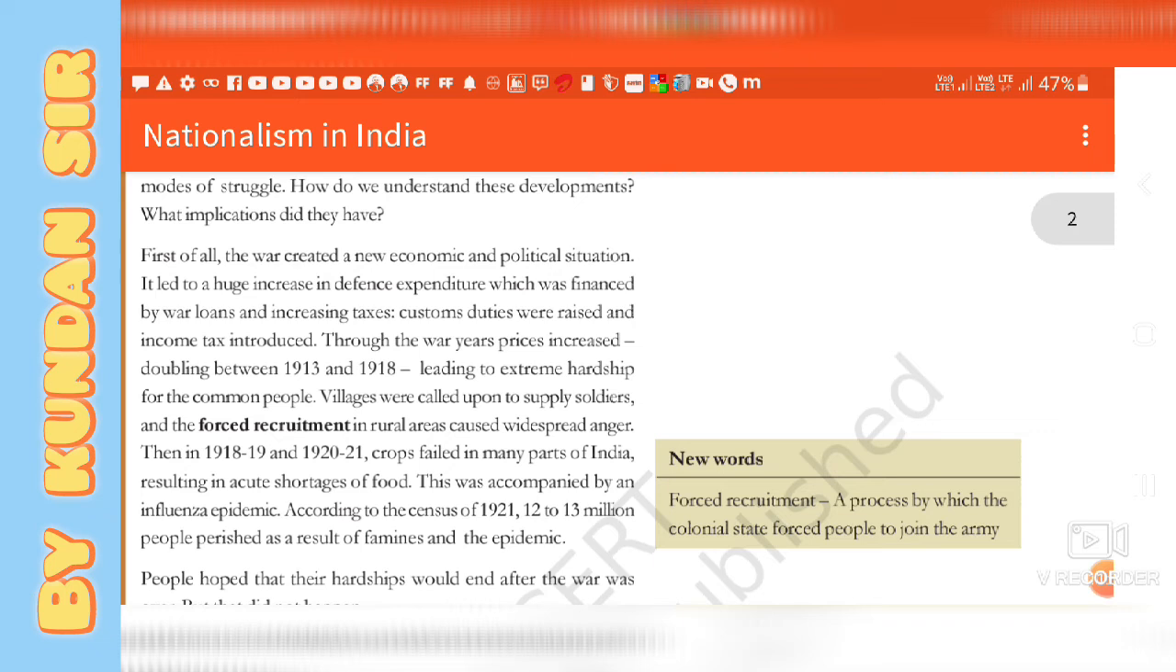Last point, rise of epidemic. What exactly does rise of epidemic mean? Rise of epidemic means pandemic. Nowadays COVID-19 is going on. Similarly, in those days, after the finishing of the First World War, once the First World War got over, suddenly there was an outbreak of pandemic. Suddenly there was a huge spread of pandemic, and that pandemic killed millions of people all across the world.